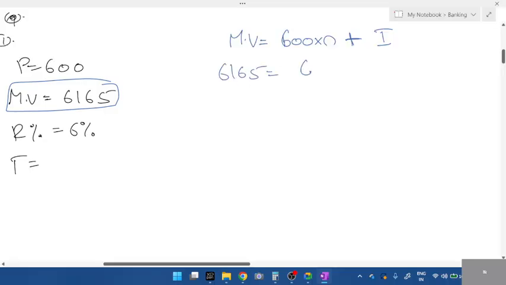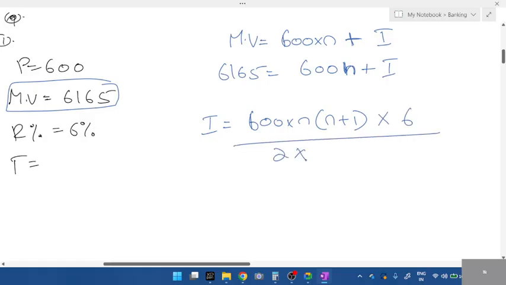6,165 is equal to 600 into N, which is 600N, students. Write it together. 600N plus I. Okay, keep this as it is. There are two variables here, N and I. Fine. Next, take I value. I is equal to P into N into N plus 1 into R divided by 2 into 12 into 100. Principal is 600 into N into N plus 1. N value is not given. Keep it as it is. Rate is 6%, 6 divided by 2 into 12 into 100.